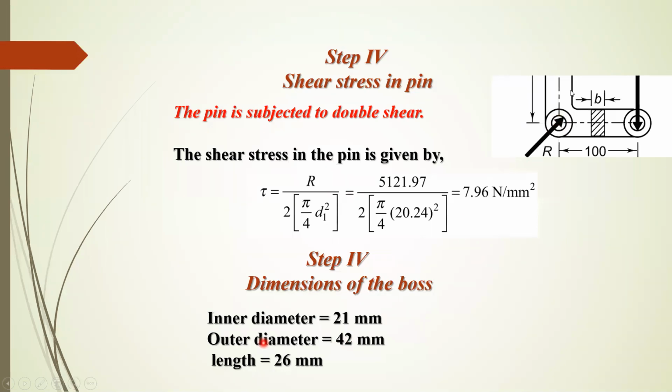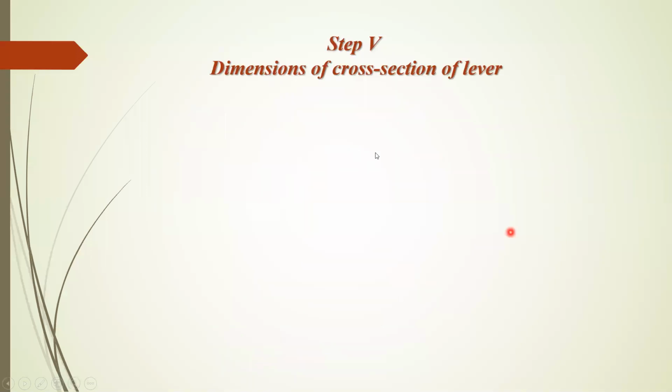The outer diameter is generally taken as 2 times the inner diameter. So the outer diameter of this boss is 2 times 21, so it is 42 mm, and the length is 26 mm, which is equal to the length of the pin. By that we can calculate the dimensions of the boss. Boss is simply this circular ring, right? So these are the dimensions of the boss, and the last remaining item is the dimension of the cross section of the levers.